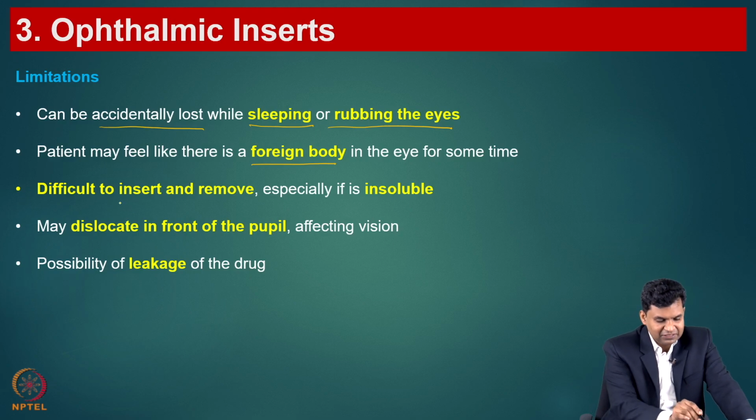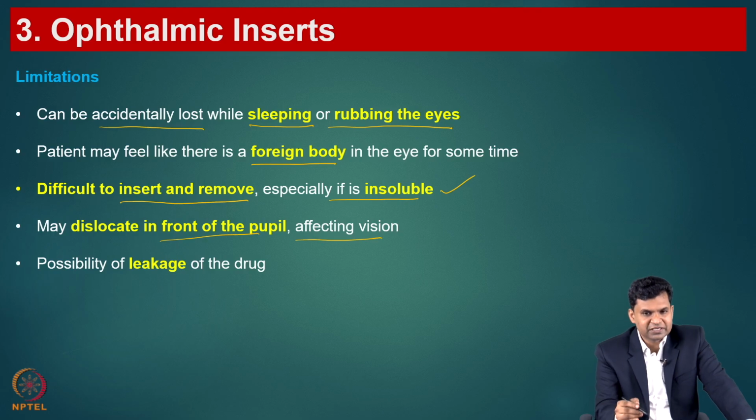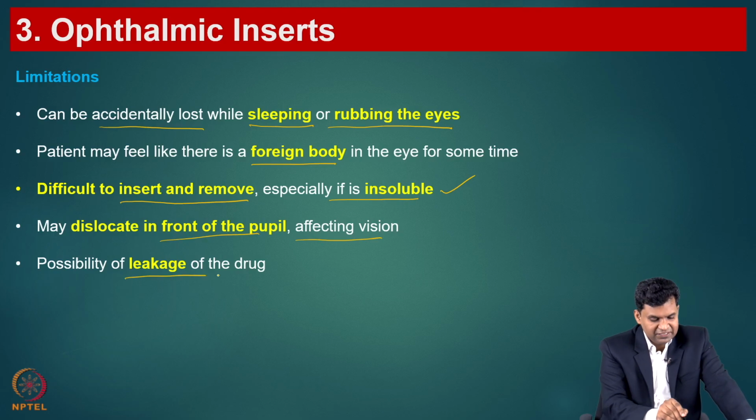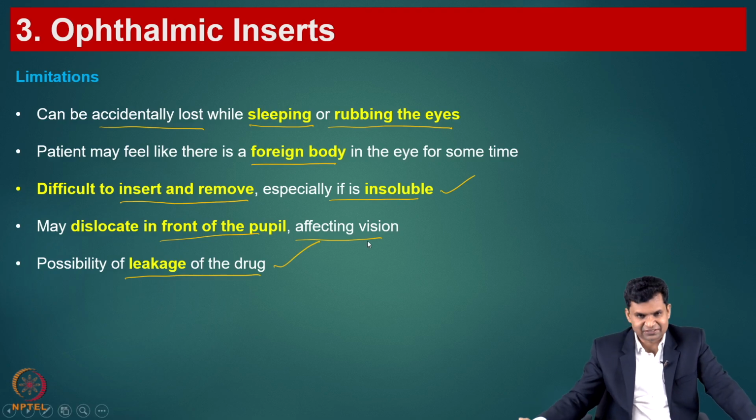So, it is difficult to insert and remove, especially if it is insoluble. So, that administration is also one of the major issues, and it may dislocate in front of the pupil, affecting the vision. The dislocation is also one of the major problems that needs to be overcome. So, the possibility of leakage of the drug from the insert after administration or during storage needs to be considered.